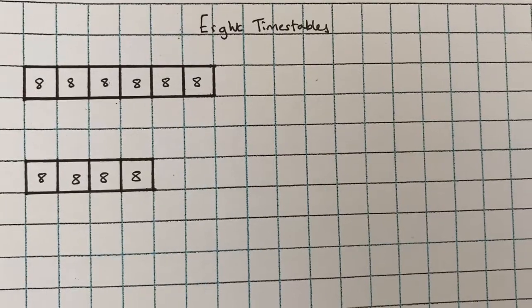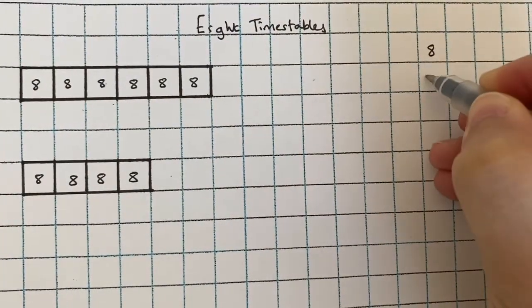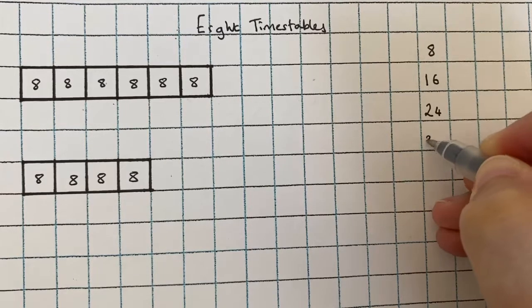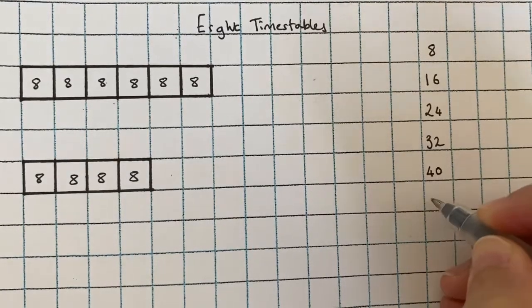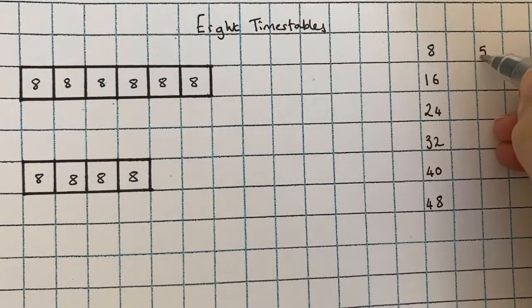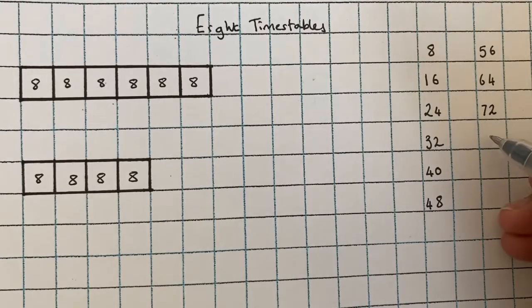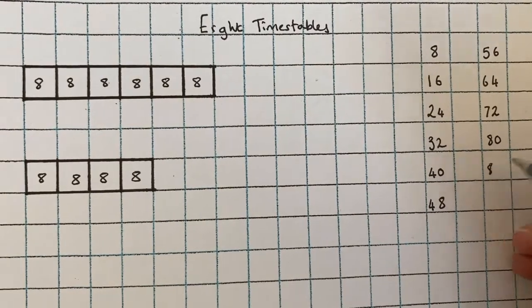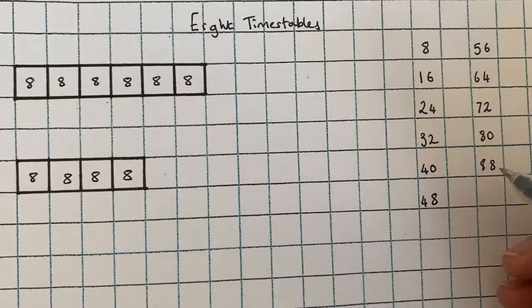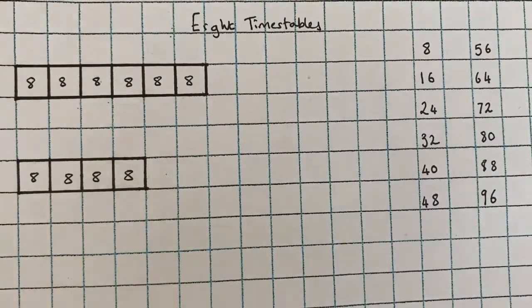This week we're going to learn our 8 times tables. I'm going to start by writing the multiples for 8. So 8, 16, 24, 32, 40, 48, 56, 64, 72, 80, 88, 96. Now let's look at the bar model on the side.